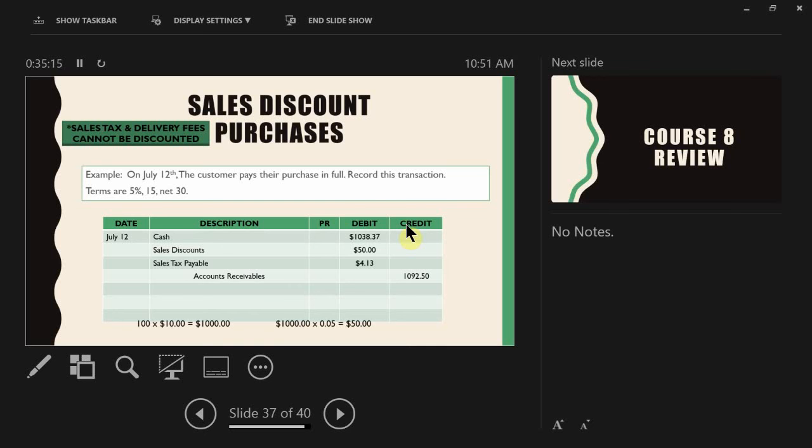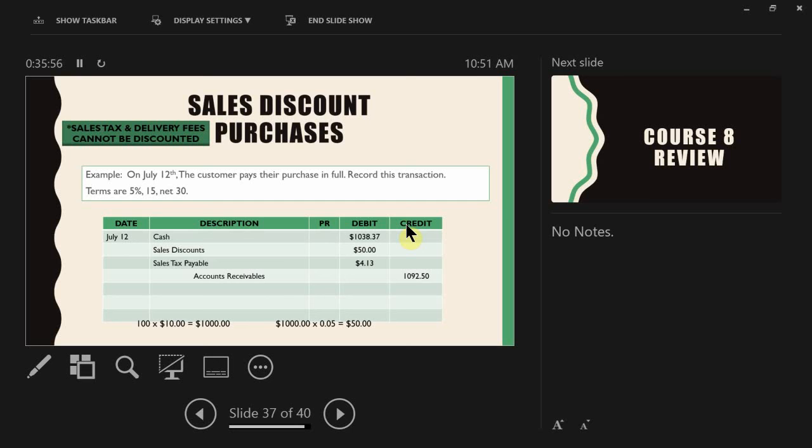So in this case, we know for a fact that this customer owes me $1,092.50. Now, of course, when we look at discounts, we can't discount anything other than the actual product itself, okay? Because in this case, can you discount shipping? No. Can you discount tax? Absolutely not. You can never discount tax, okay? So if that's the case, then this is what we're going to do, okay?